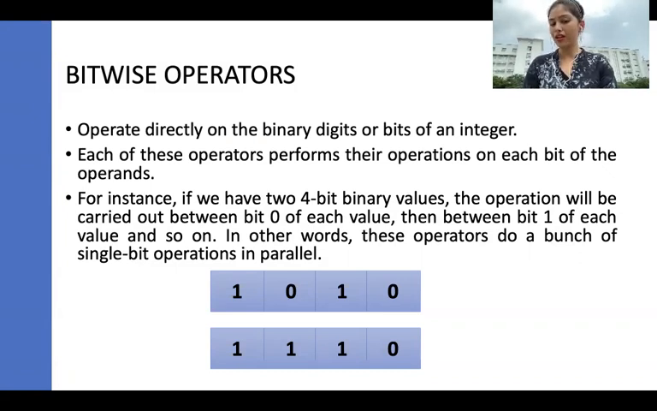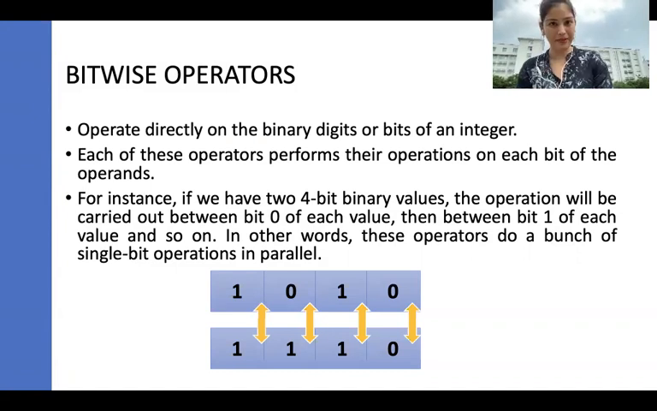For instance, if we talk about these two 4-bit binary numbers, the bitwise operator first compares the rightmost bit of the first number with the rightmost bit of the second number. Then, in parallel, it compares the second bit of the first number with the second bit of the second number. Then the third bit will be compared, then the fourth bit, and so on. This is what we mean by bitwise.